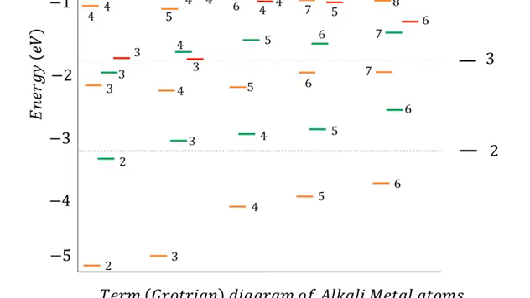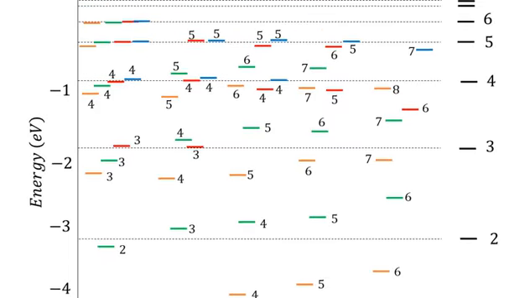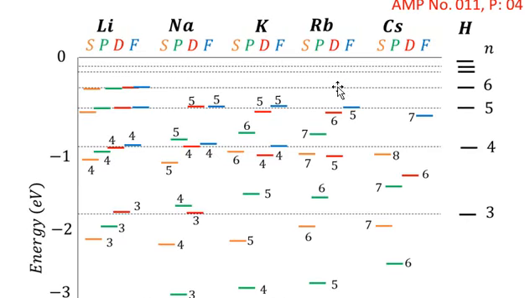Now let's talk about the principal quantum number 3. When the principal quantum number is 3 for the lithium atom, I have shown three levels corresponding to state capital S, capital P, and capital D. When n is equal to 3, there are three possible values of the orbital quantum number: L equal to 0, L equal to 1, and L equal to 2. L equal to 0 corresponds to the capital S symbol, L equal to 1 corresponds to the P state, and L equal to 2 corresponds to the D state.